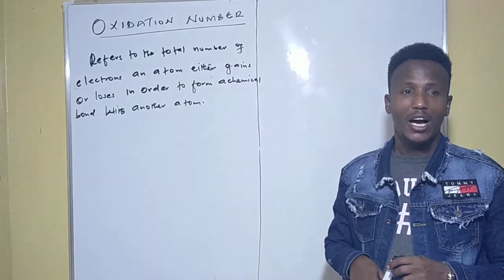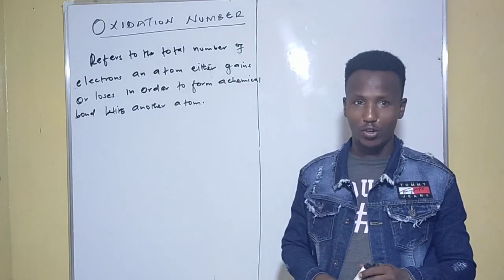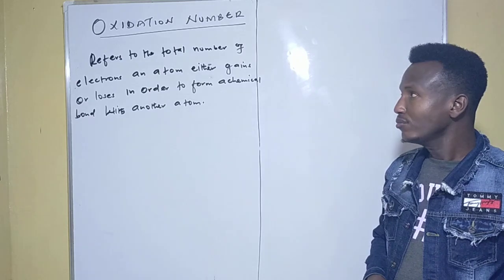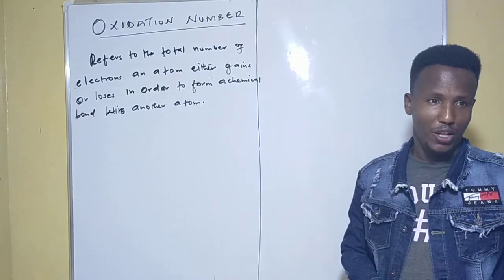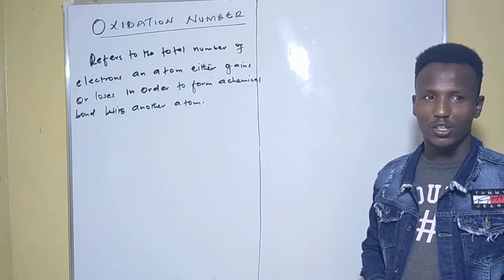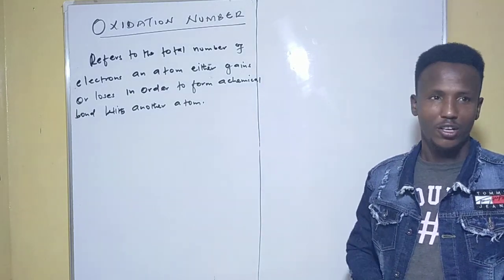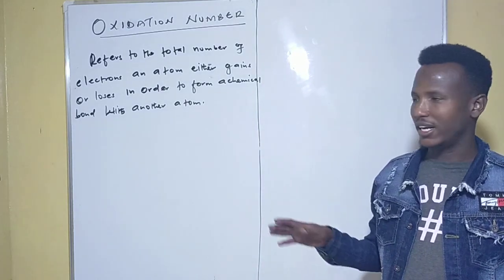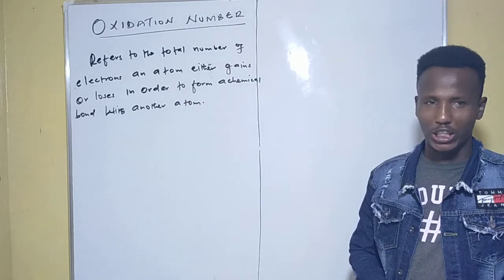If you know how an atom forms an ion, you will not have a problem with the oxidation number. By the way, if you don't know that concept, how an atom forms an ion, go back and check my video. I'm sure you'll enjoy it a lot.